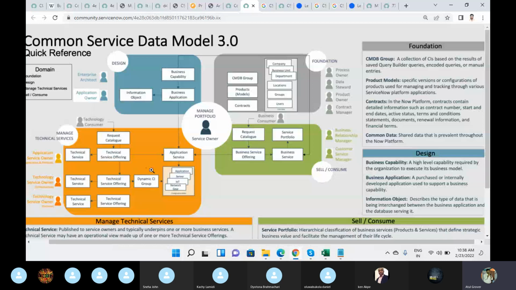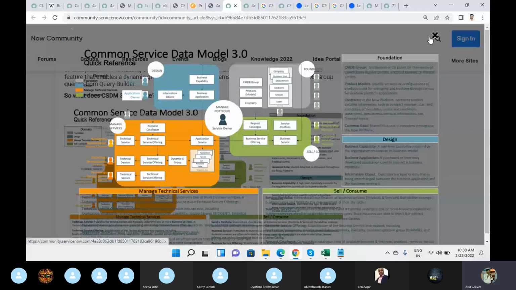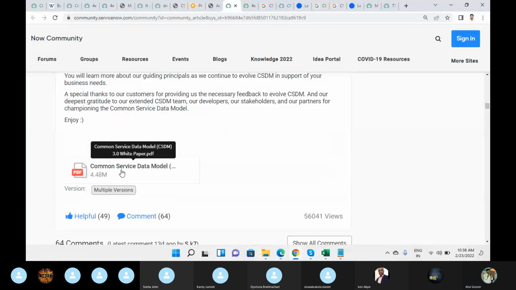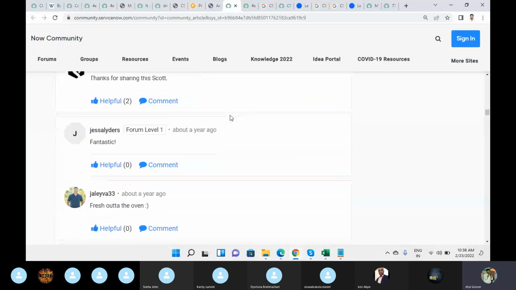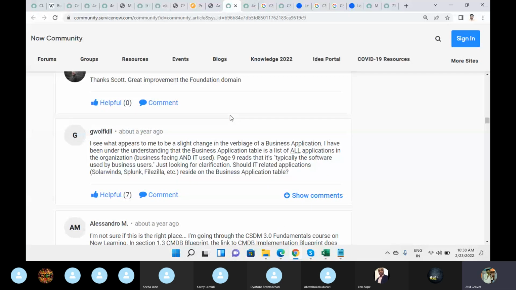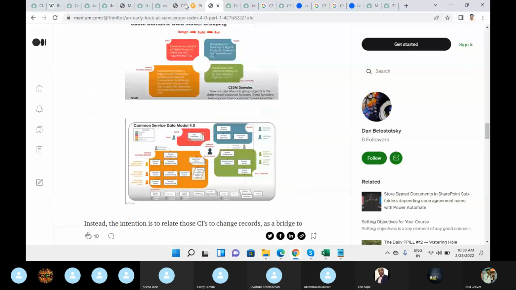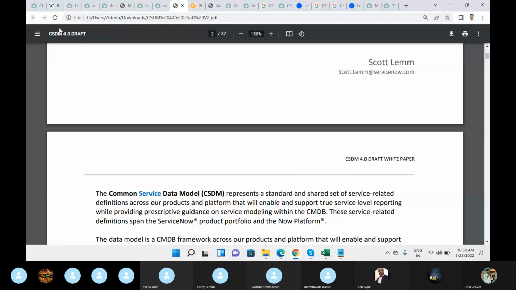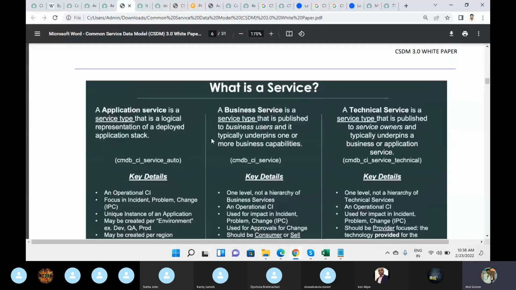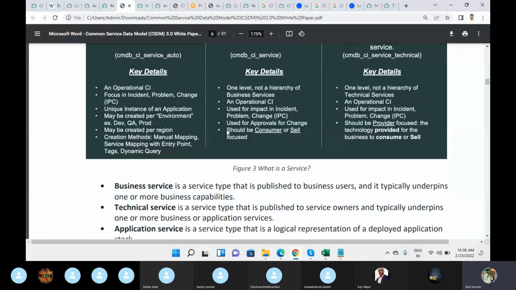So for everyone in the call, including me, it is important to understand this particular concept. If you read this 37 or 31 page paper, you will come to know a lot of good things about this. It is a good area where you can do your hands-on part. It is 4.0. It is 3.0. Now you can see, what is service? What is application? Technical service? If you read this, then you will be able to know this point.